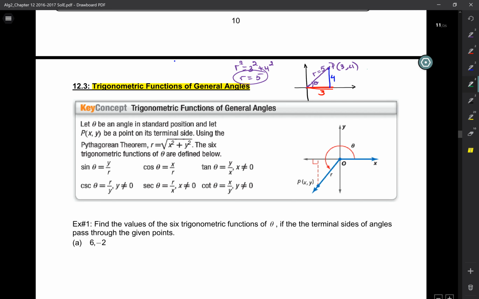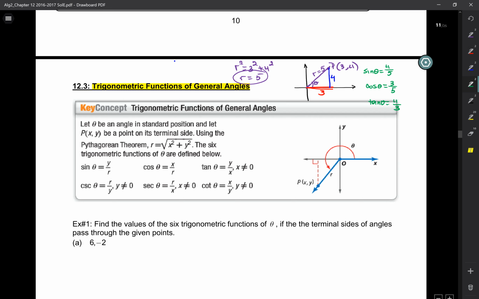Now, would I be able to find the sine of theta? Well, yeah, that would be 4 over 5, right? Would I be able to find the cosine of theta? That would be 3 over 5. Would I be able to find the tangent of theta? Well, that would just be 4 over 3.